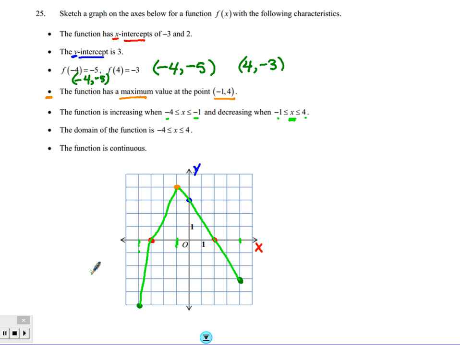All right, so that would be our graph. Let's see if we fit all that. We have 2 more requirements.